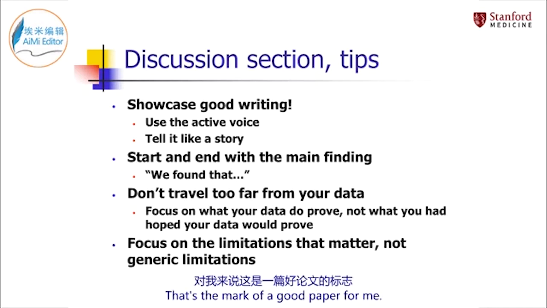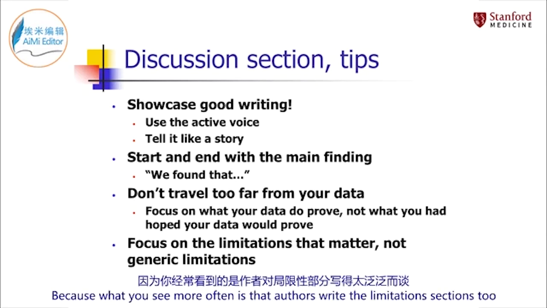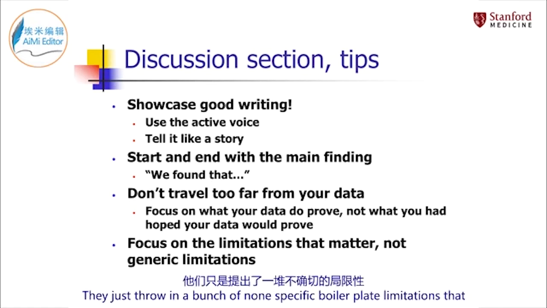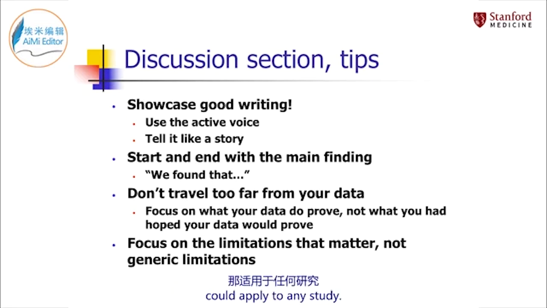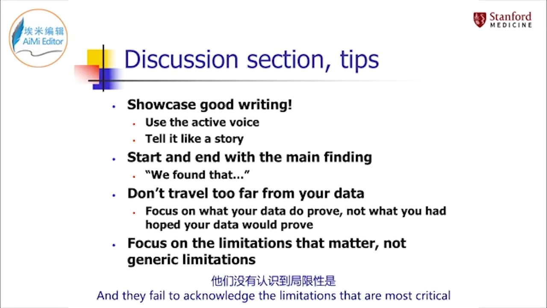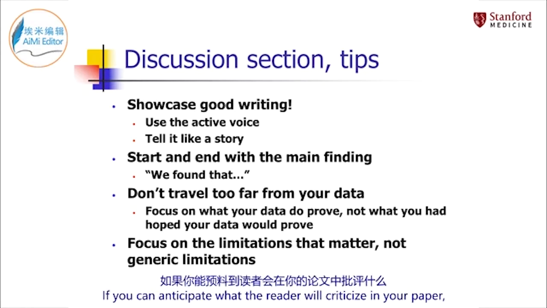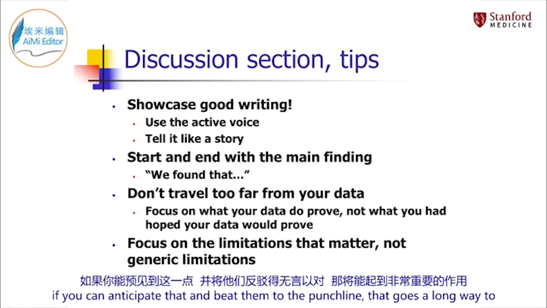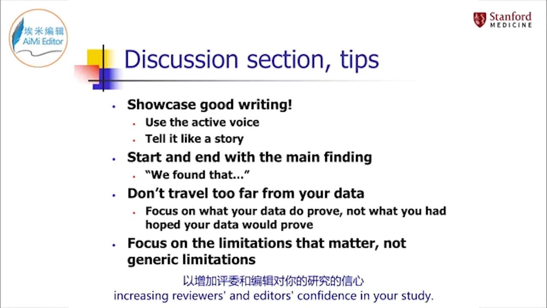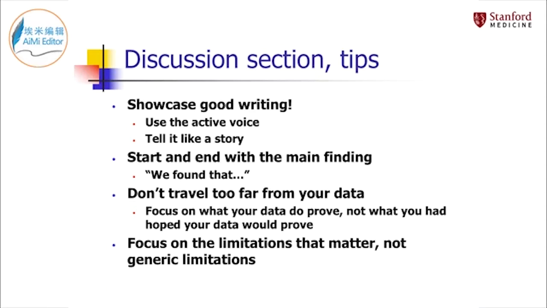That's the mark of a good paper for me, because what you see more often is that authors write the limitations section too generically. They just throw in a bunch of non-specific boilerplate limitations that could apply to any study. And they fail to acknowledge the limitations that are most critical to the validity of this specific study. If you can anticipate what the reader will criticize in your paper, if you can anticipate that and beat them to the punchline, that goes a long way to increasing reviewers' and editors' confidence in your study.